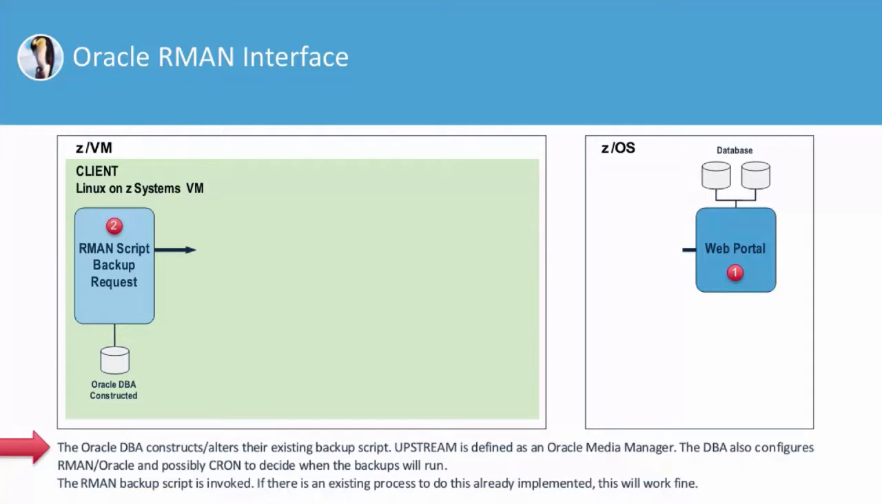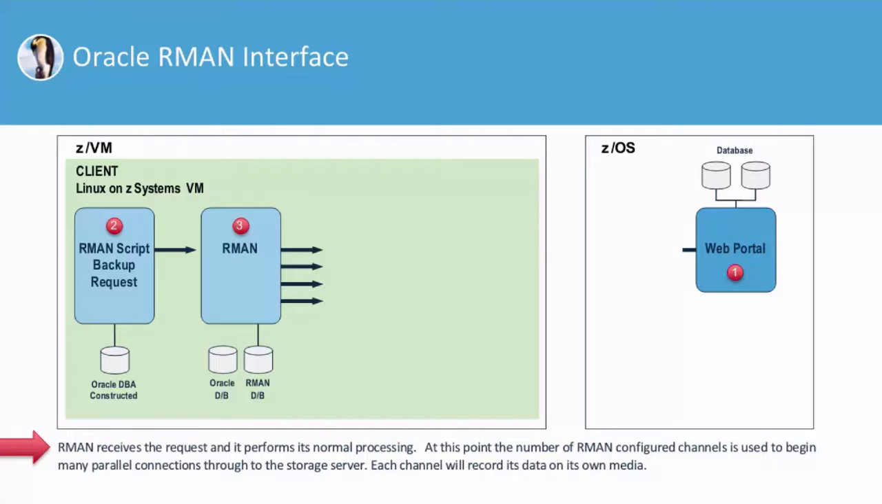The DBA also configures RMAN or Oracle and possibly cron to describe when the backups will run. They're generally client-initiated. The RMAN script is invoked. If there is an existing process to do this they already have in place, that will work just fine. Okay? So then in step number three, RMAN receives this request and it performs its normal processing.